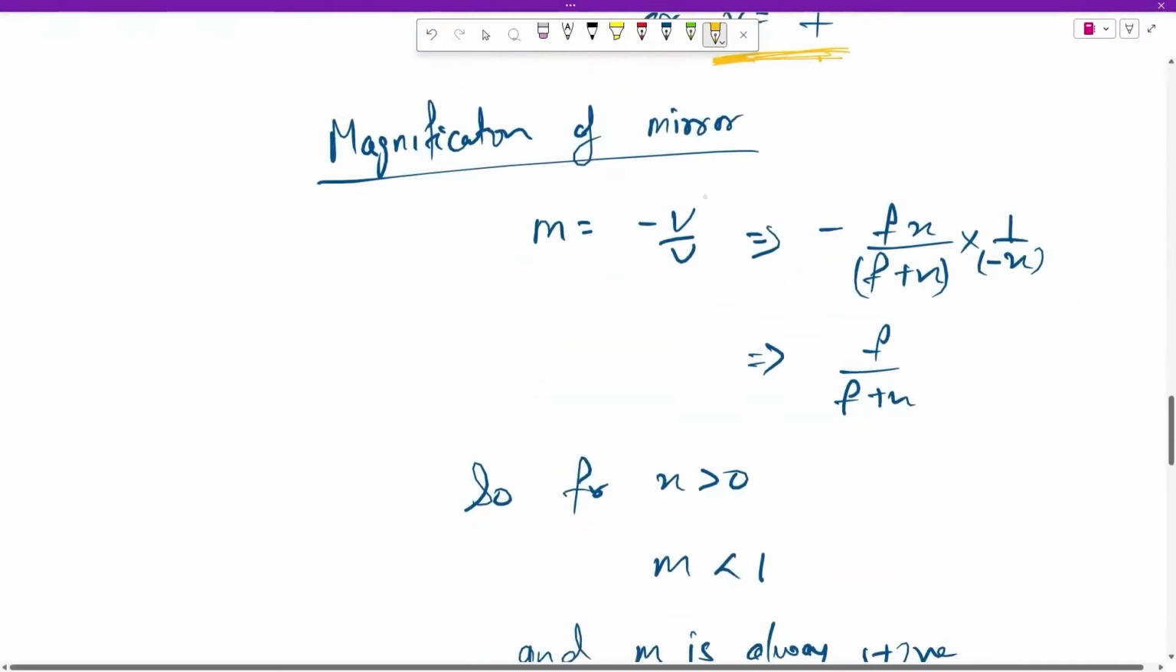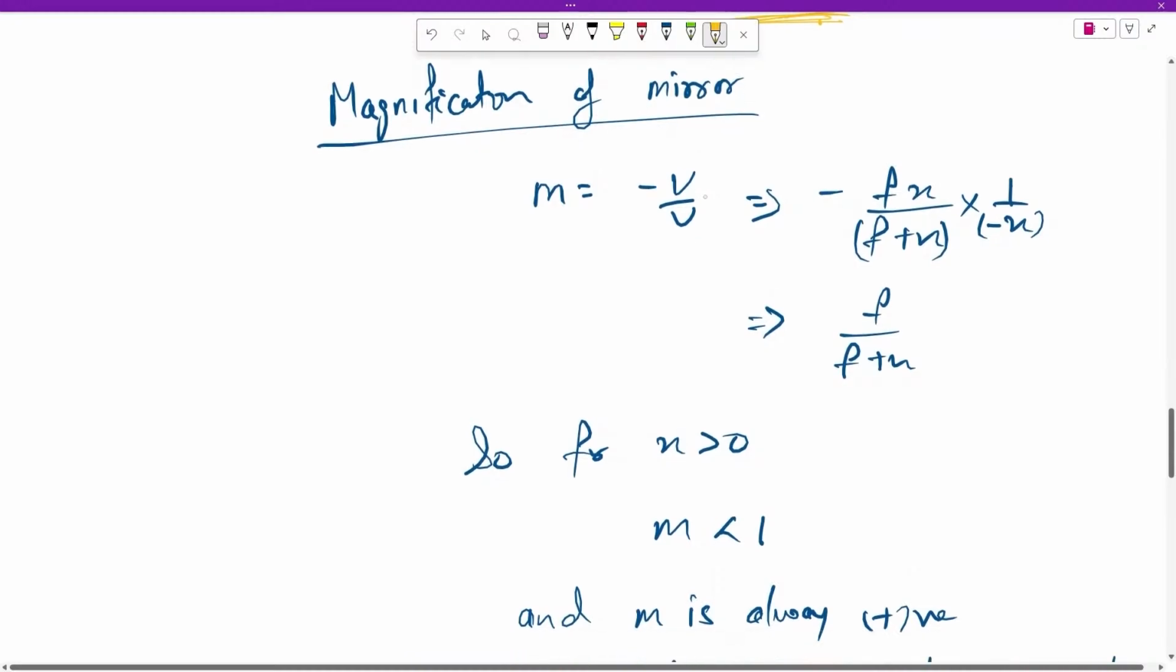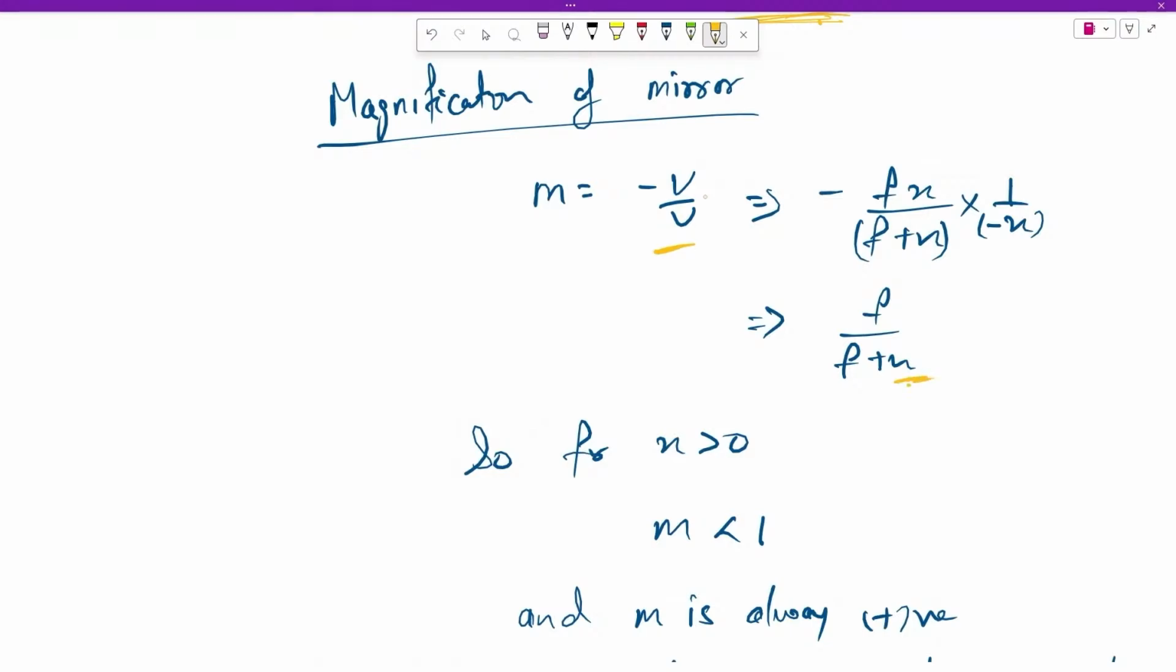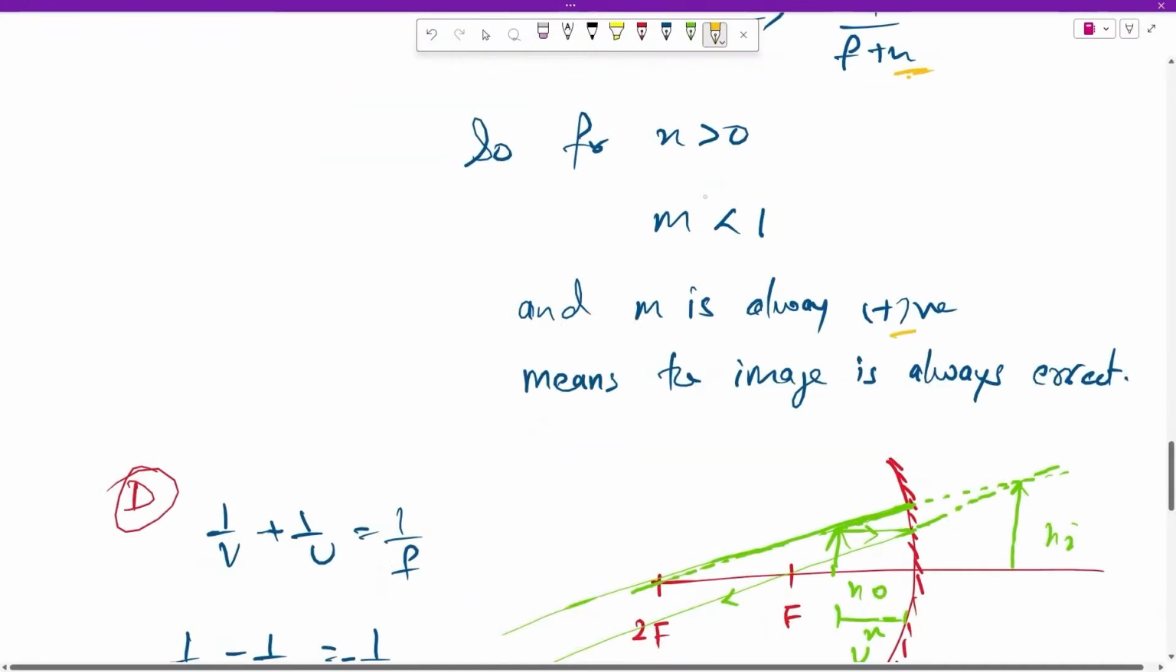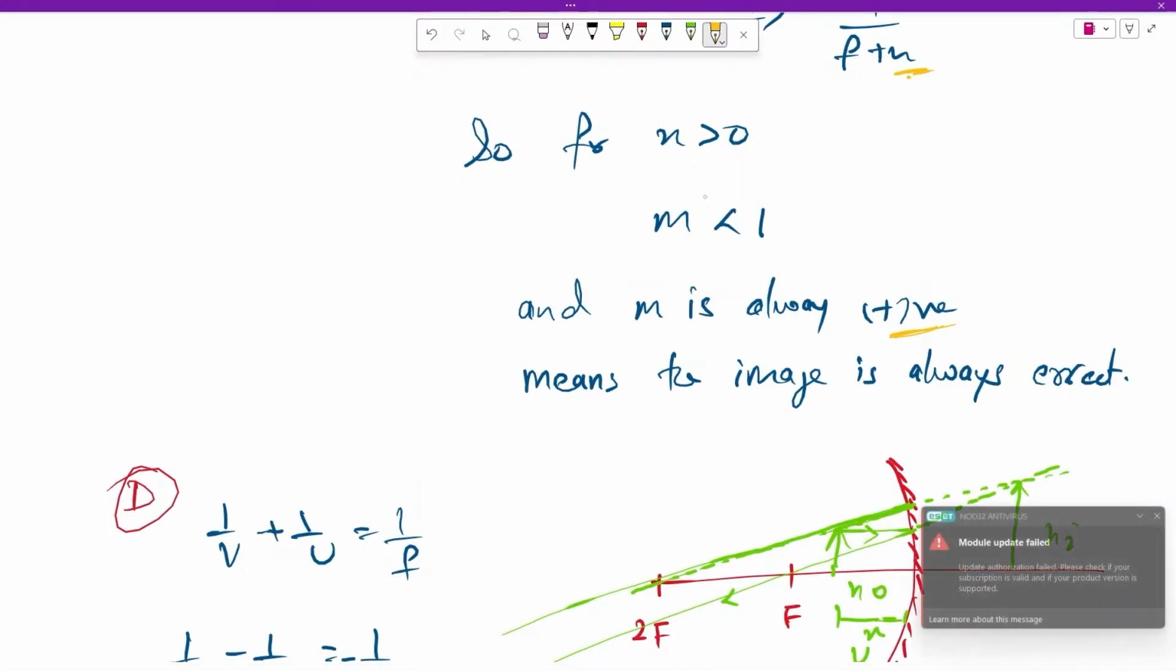Now we have to comment on the magnification in this case. Magnification, we know, is given by minus v by u. So we will substitute in the formula: minus fx by f plus x into 1 by minus x. Simplifying this, we will get f by f plus x. Now here we see that as x increases, f by f plus x is always going to be less than 1. That is, the image will always be diminished. And m is always going to be positive, that is, the virtual image will always be erect.